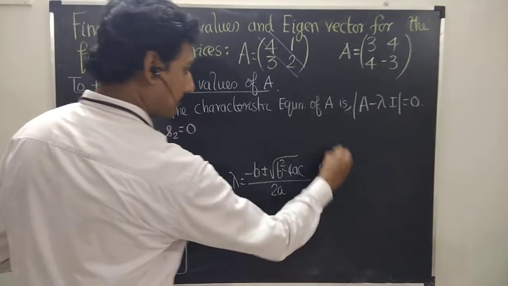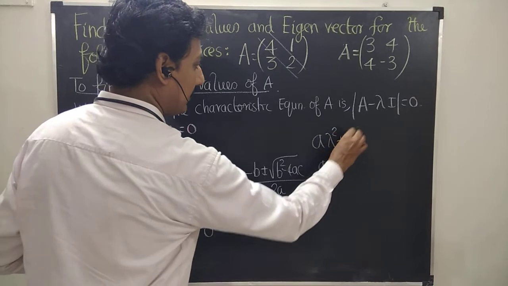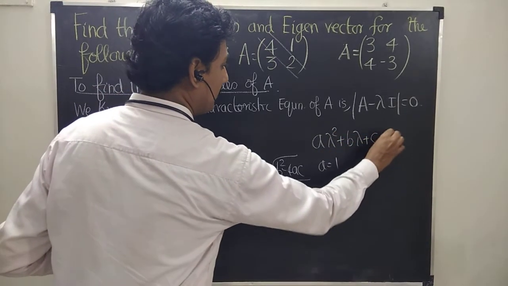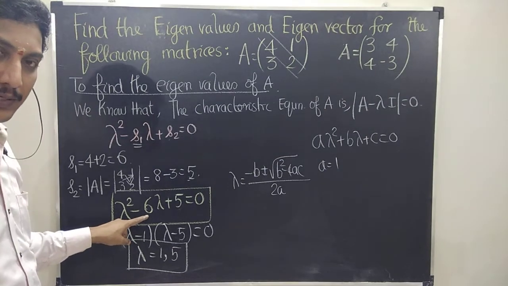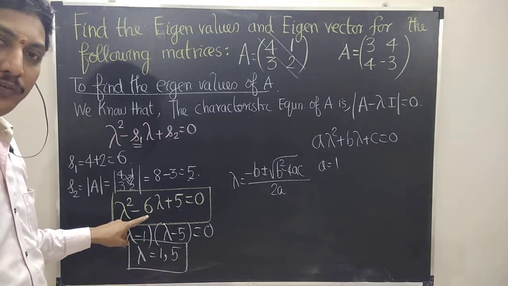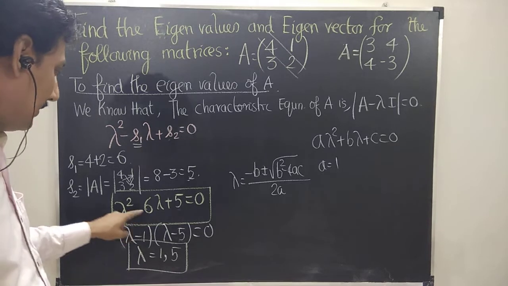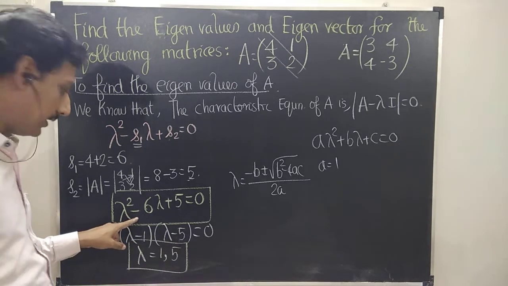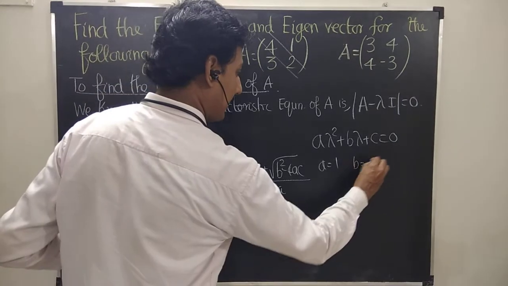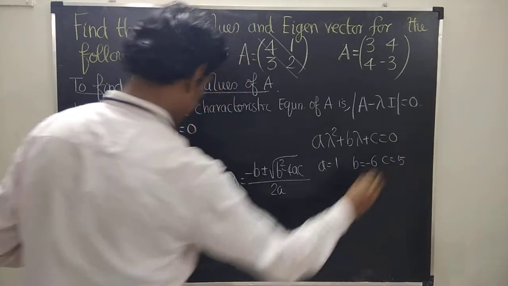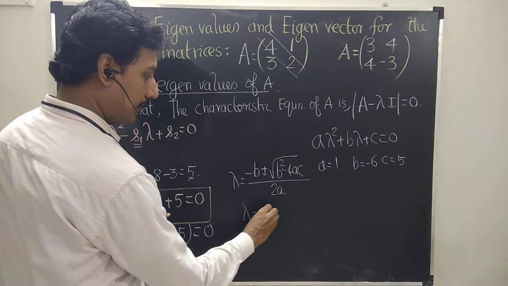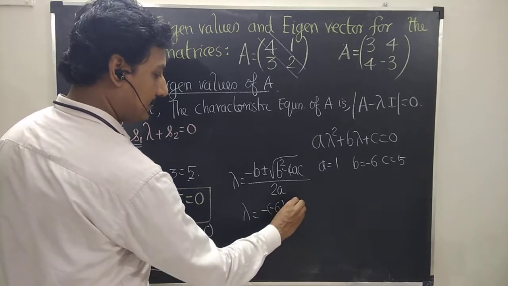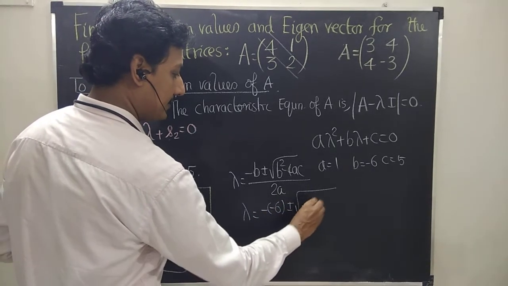The format is a lambda squared plus b lambda plus c equal to 0. Suppose this is the quadratic equation. a is the coefficient of lambda squared, b is the coefficient of lambda, c is the constant term. So in this equation, a is 1, b is minus 6 and c is 5. Is it clear? Now substitute in this formula, we get lambda is equal to minus of minus 6 plus or minus square root of minus 6 whole square.